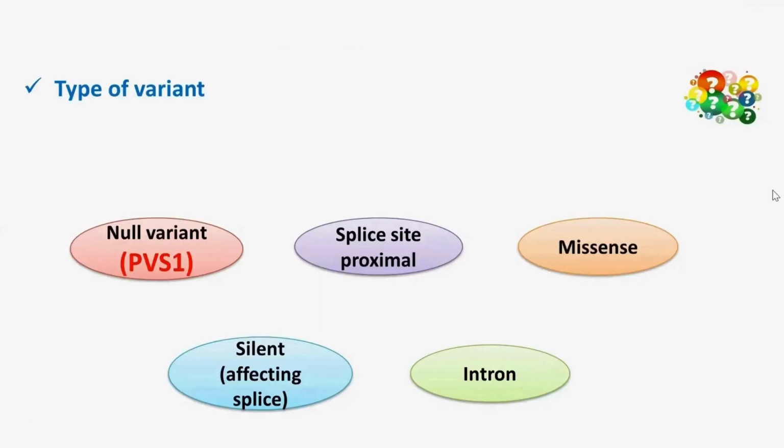Now the question comes, if we have different types of variants, then for a null variant, it is clear that it will be put in the PVS1 criteria along with the conditions applied, which I have discussed earlier. But what if they are missense, splice site, silent or intronic variations? So let's move forward.